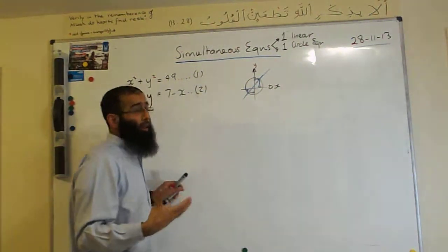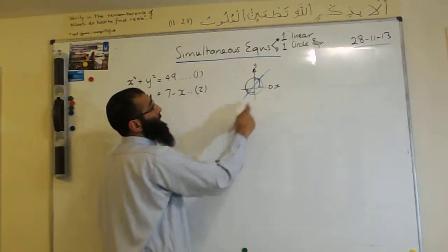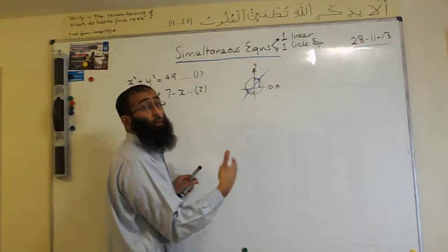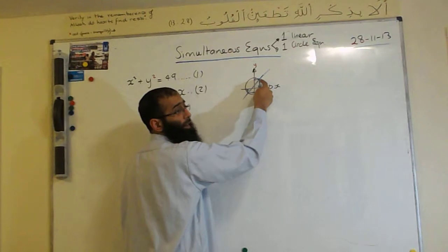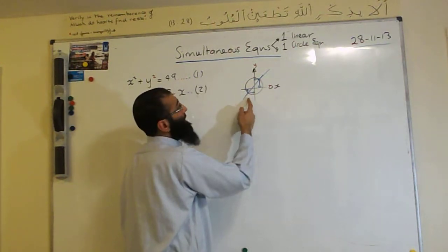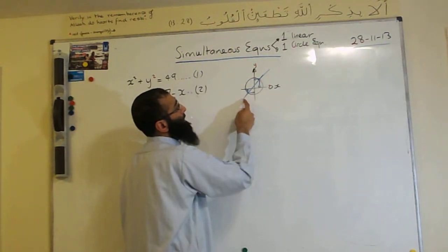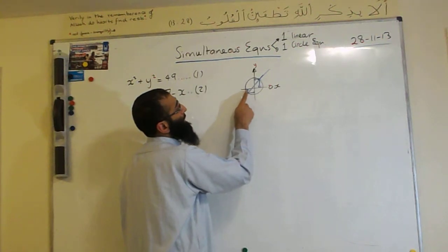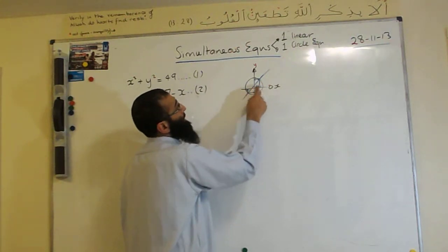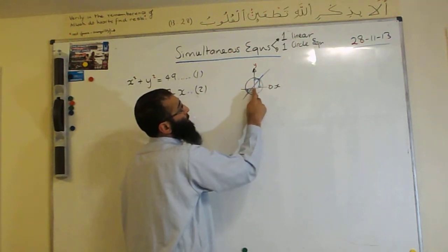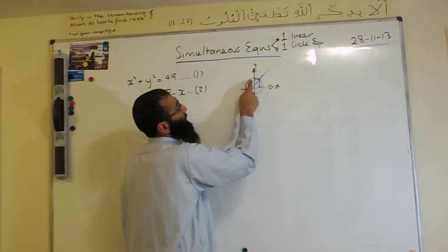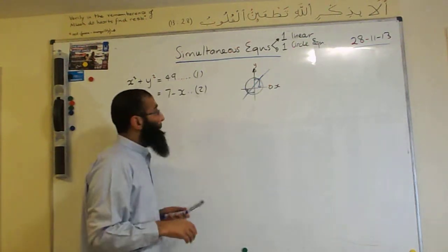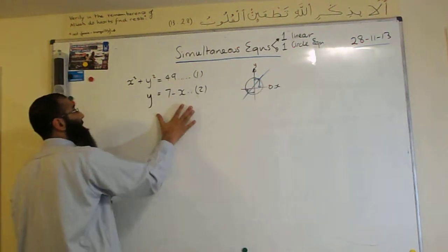So when we work out these types of questions, we're trying to find out, if you were doing it graphically, where the line intersects the circle. It intersects at 2 points, and for each point we have a corresponding x value and a corresponding y value. So we have 4 answers. Let's now get back to the question.